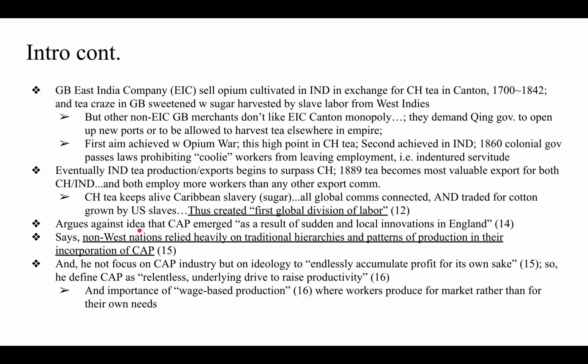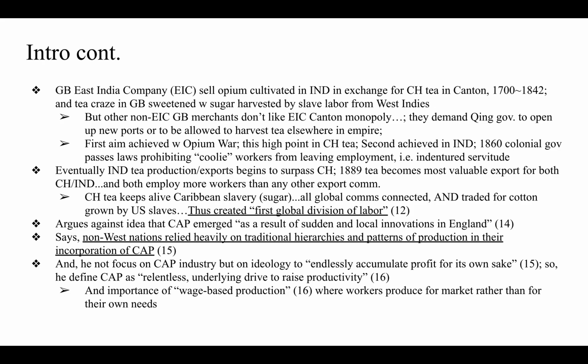And he argues against the idea that capitalism emerged, quote, as a result of sudden and local innovations in England. Now, I think for the most part, Liu is basically in agreement with a lot of Marxist scholars, and he uses a lot of Marxist scholarship throughout the book, including Moishe Postone and Harry Braverman and others. But sometimes what he says seems to be a little bit different from scholars, for instance, Ellen Meiksins Wood, as we looked at earlier. But I would say mostly he's generally in agreement with other scholars, especially on the point of the agrarian origins of capitalism.